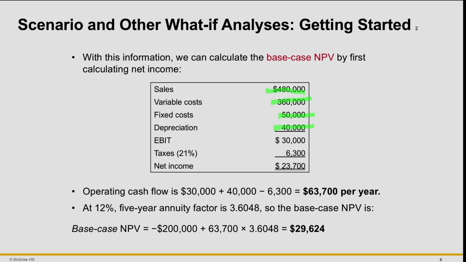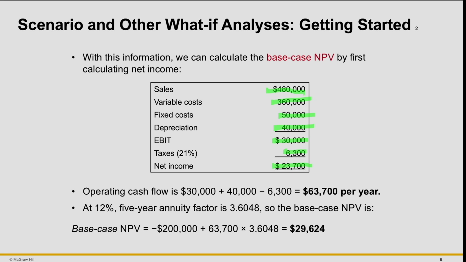And then when we look at the EBIT, that's earnings before interest and taxes, we don't have any interest, so the next thing left is to simply calculate the tax rate based on 21%, and then we get a net income of 23.7. Now, we can start to calculate our operating cash flow from multiple places here.